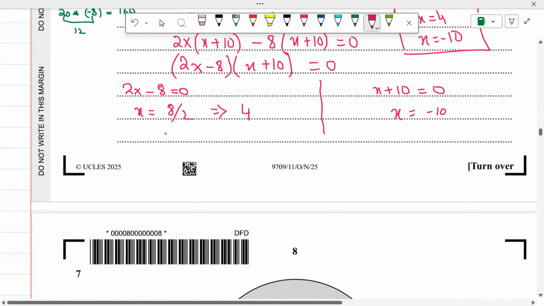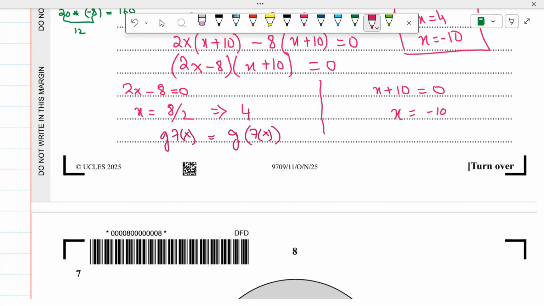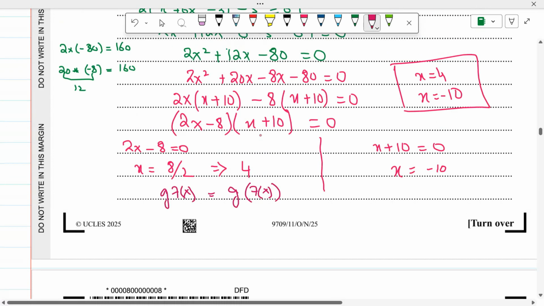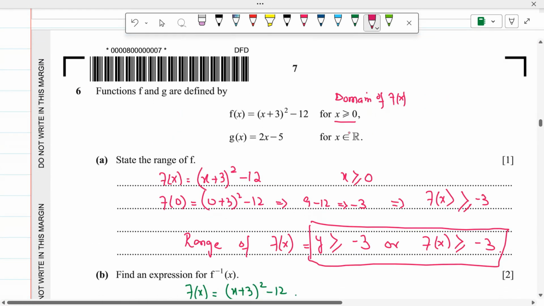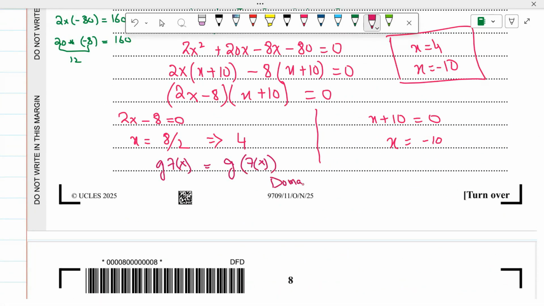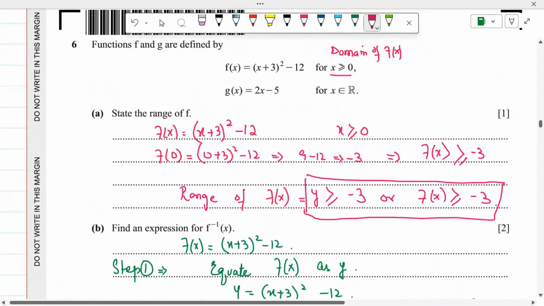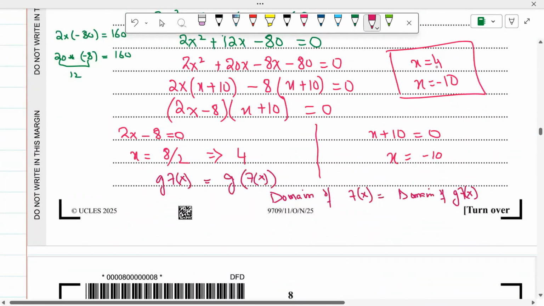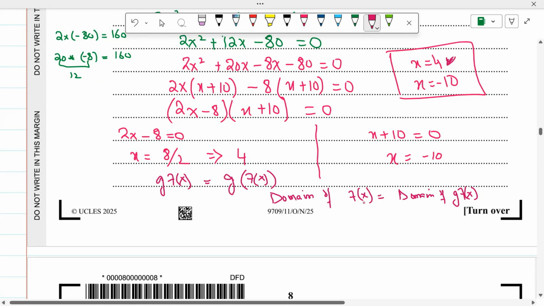But g of f of x means the input to the function g is f of x. We know that the domain of f of x is x greater than or equal to 0, and the domain of f should be the domain of g of f of x. So 4 satisfies the domain of f of x. So x is 4.